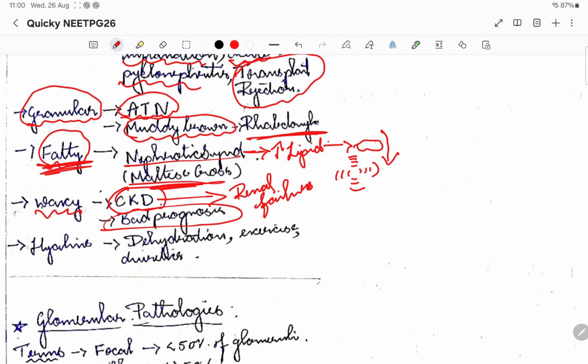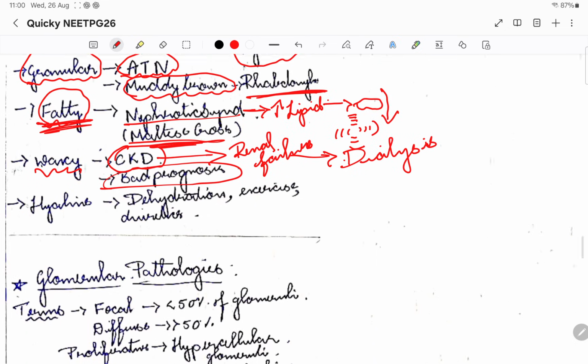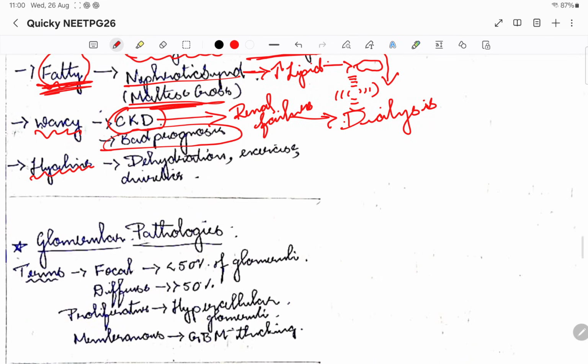Okay, so that is when we are judging them to go to dialysis. So this is how we can judge what is happening inside the body. Then there is something known as hyaline casts. These are nothing but normal casts only. So in all of us it might be there.